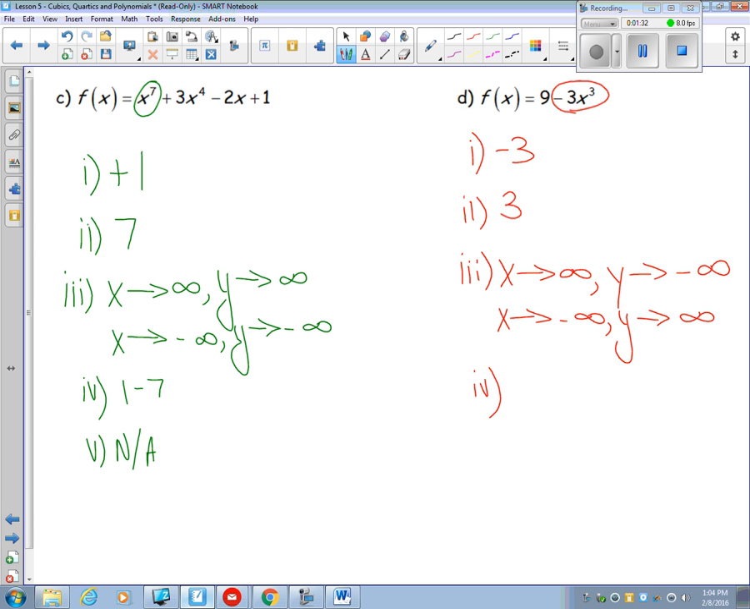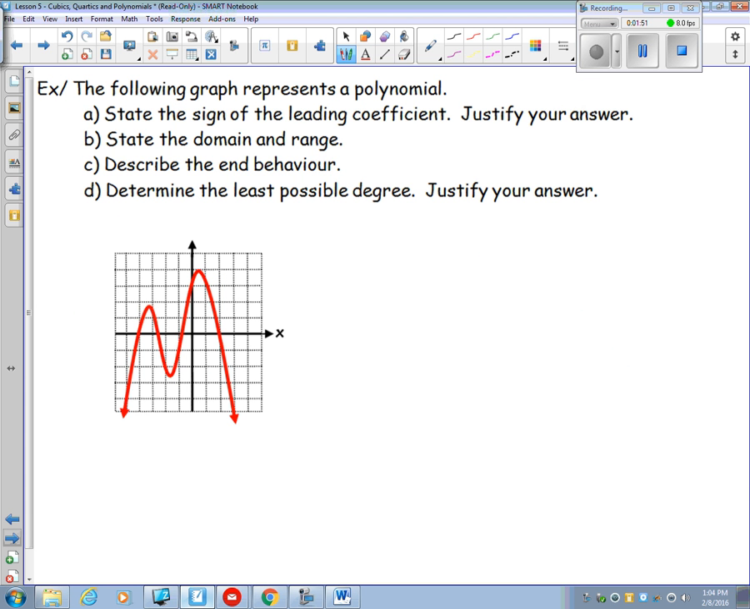How many zeros do I have? It's an odd exponent, so 1 at least, up to my exponent of 3. And does this have a min or max? No, of course not, because it's odd behavior, opposites. Okay. Hope you got the hang of those. We'll try to look at a graph this time, figure out some properties.